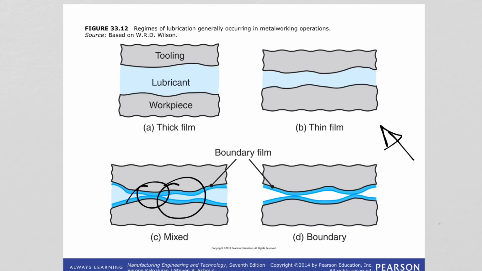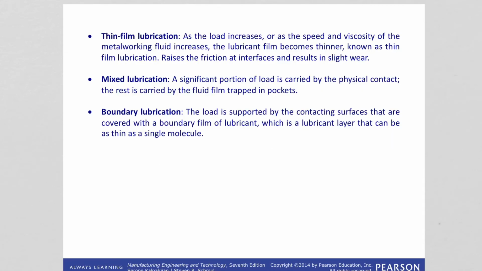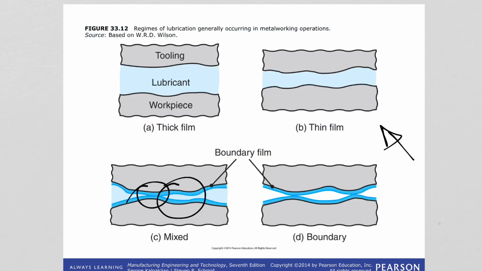Alright, another type is boundary lubrication. The load is supported by the contacting surfaces that are covered with a boundary film of lubricant, which is a lubricant layer that can be as thin as a single molecule. So you see the film forming at the surfaces. We call this the boundary film of the lubricant.